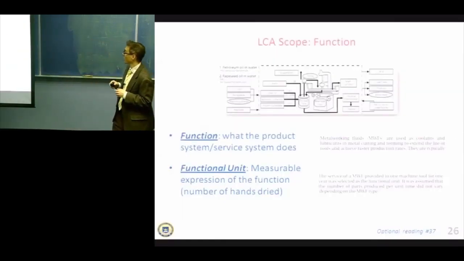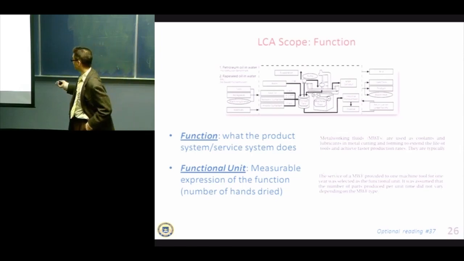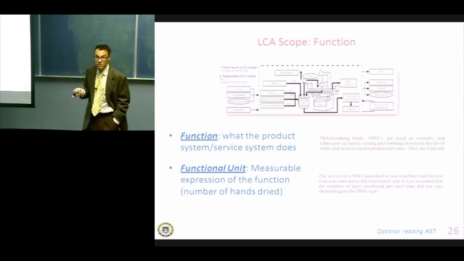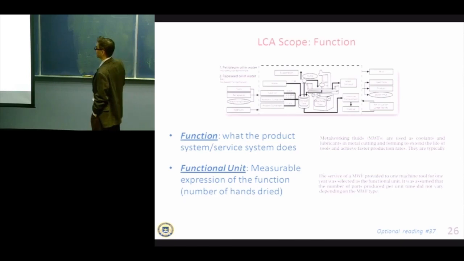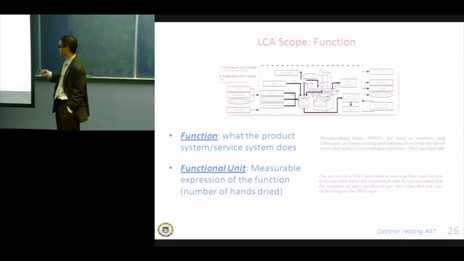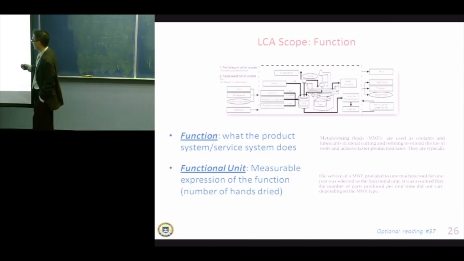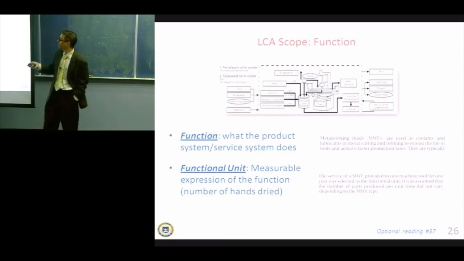So just to go to our metalworking fluid system now. I just took from reading 37. These are just statements of what the function and functional unit are. Metalworking fluids are used as coolants and lubricants in metal cutting and forming to extend the life of tools and achieve faster production rates. The functional unit tied to that is the service of a metalworking fluid provided to one machine tool, right here, for 1 year.